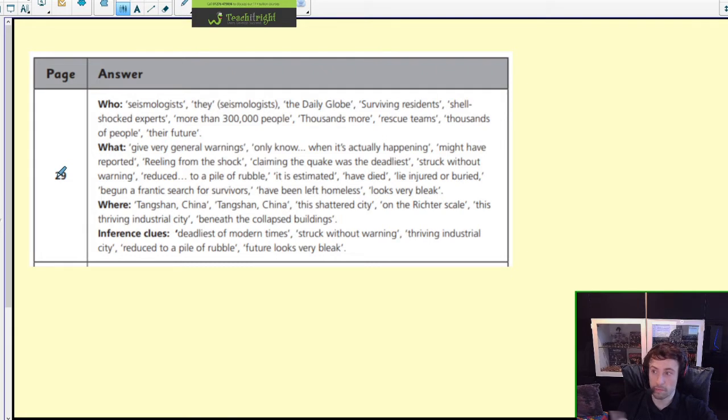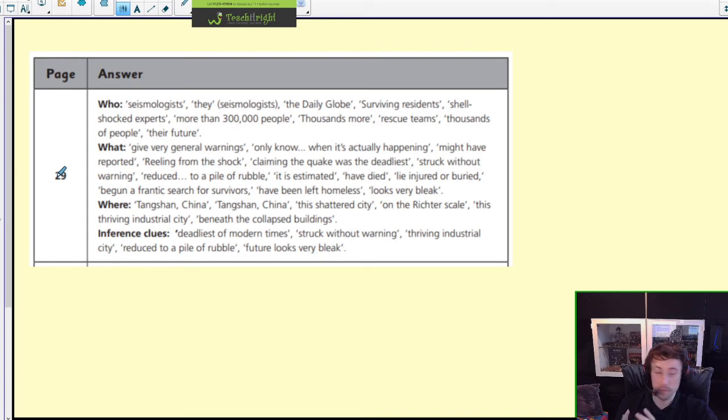Then what? Well, they give warnings, know things, might have reported, were reeling from shock, were claiming things about the earthquake being deadly, it struck without warning, things were reduced to rubble, estimated, have died, lie injured, began a frantic search, been left homeless, result in things looking bleak. And finally, where, the primary one is Tangshan, China, or the Shattered City.